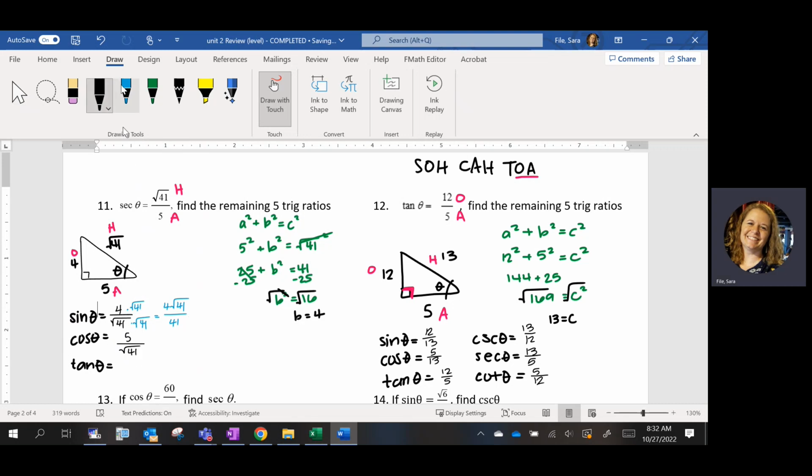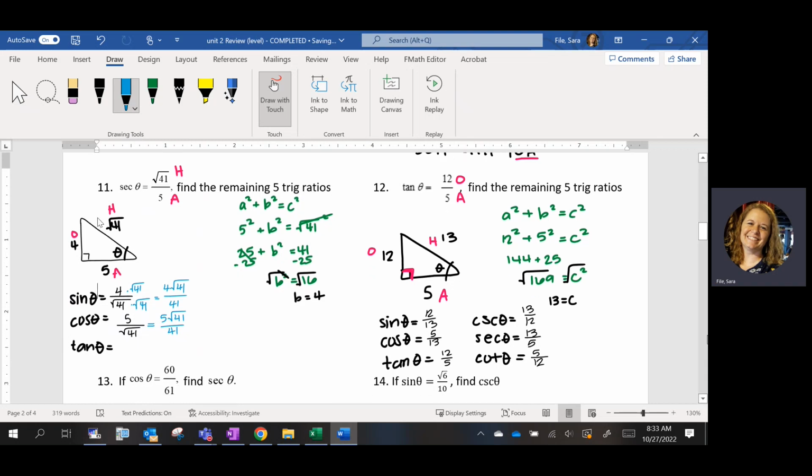You can write out the process again, or if you understand that process, you don't have to write times root 41, times root 41. You can do that in your head. I know that that's going to come out to be 5 root 41 over 41 once I rationalize. Okay, so then for tangent, tangent is opposite over adjacent. So that is 4 over 5. No rationalizing needed.